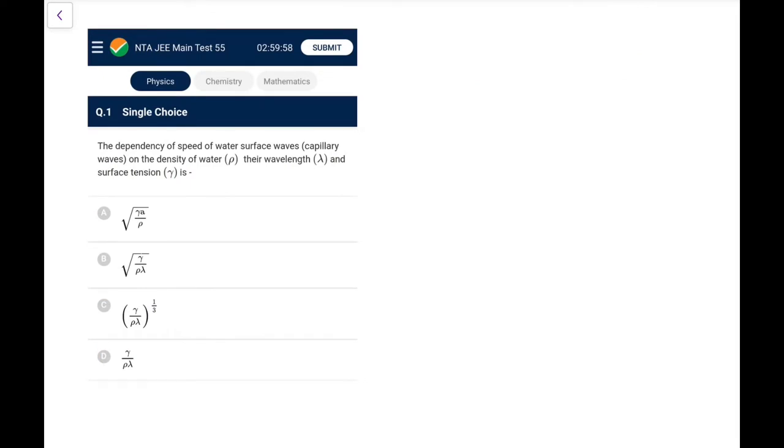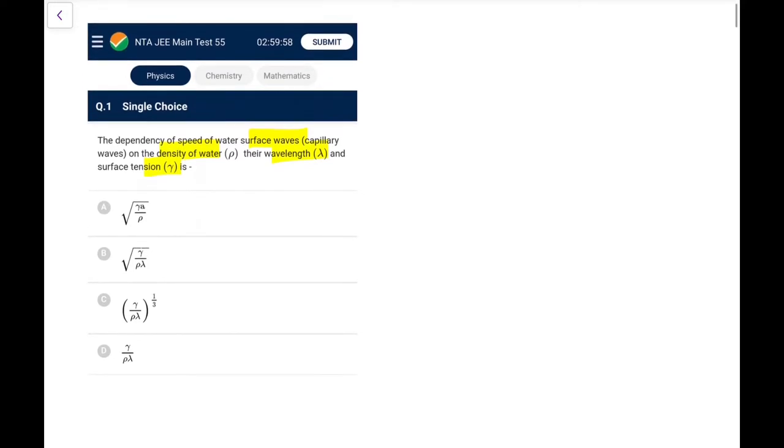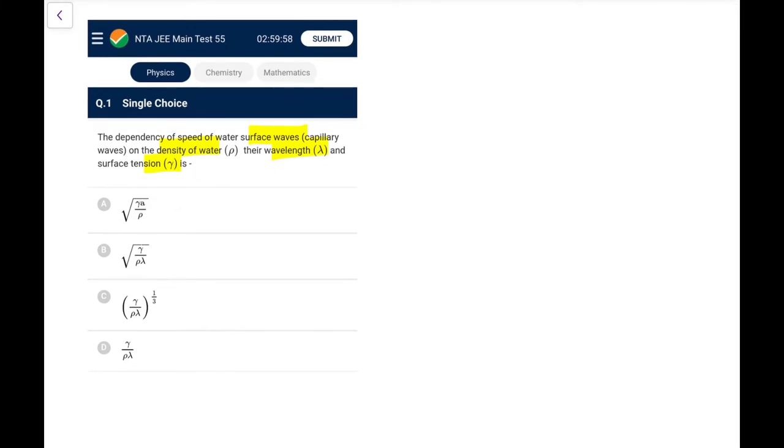The dependence of speed of water surface waves, that is the capillary waves, on the density of water, wavelength and surface tension is. So one way is you can just make out from the dimensions, because I can see all dimensions are different, so you have to do it by dimensional analysis. You don't know the formula as such, so either you can check individual options or you can go for a general way. Better would be to check each and every option, but I'm going for the general way. Let's see what it is.